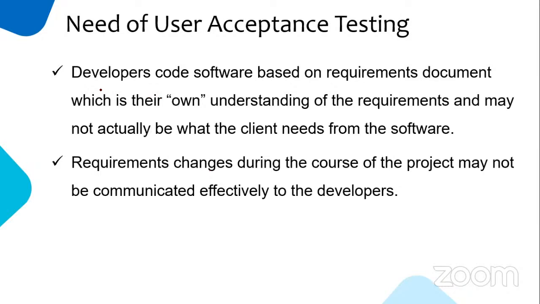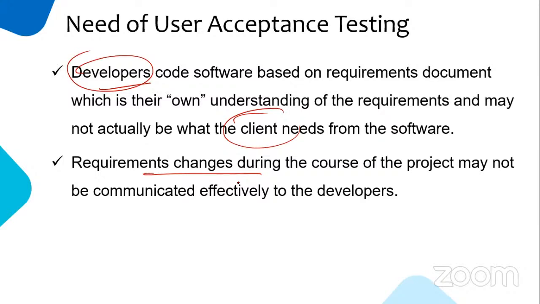Because the developer's code is based on the requirement as he or she understood it. In between, requirement changes would have happened. Whether the developer's understanding and the user or client's understanding are the same, they will go and check: yes, this is the product I wanted. Some requirements would have changed in between and may not be communicated to the developers. Possibilities are there. So a person from the user side comes and tests that. That is called user acceptance testing.